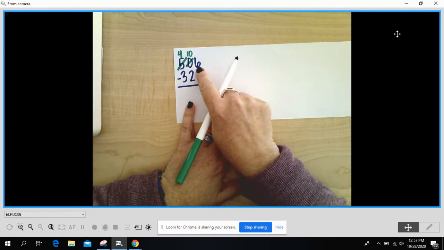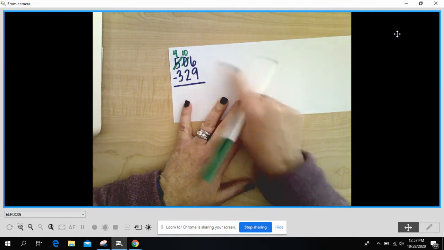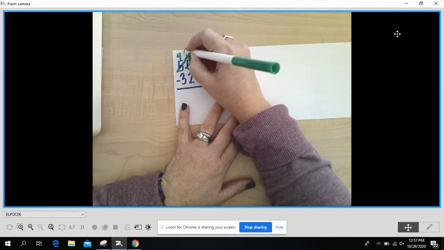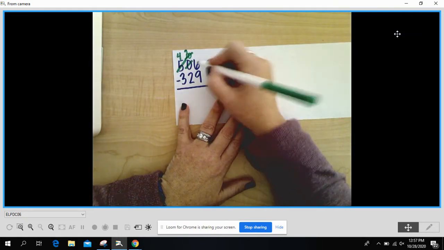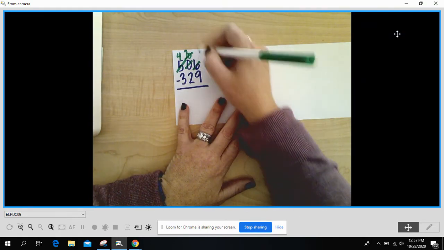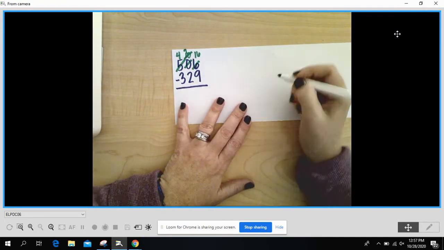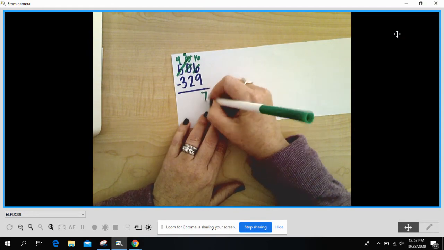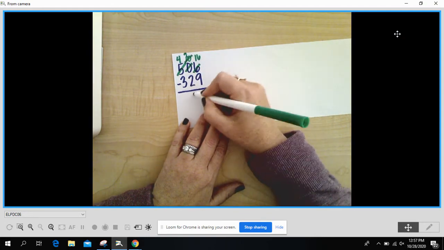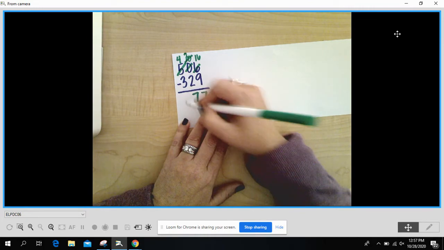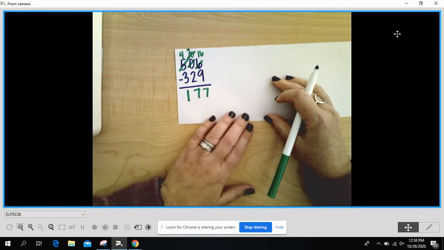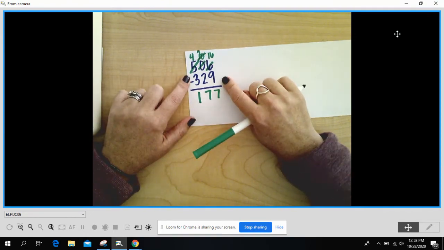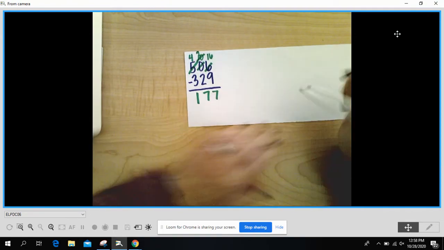I still don't have enough in my ones place, but I do have something in my tens place now to regroup. So that's going to become a 9. Sorry for that small 9 right there. But the 6 that I have in the ones place now gets to become a 16. So I'm looking at 16 minus 9, which is 7, 9 minus 2, which is 7, and 4 minus 3, which is 1. So we have worked this out to see that 506 minus 329 is 177.